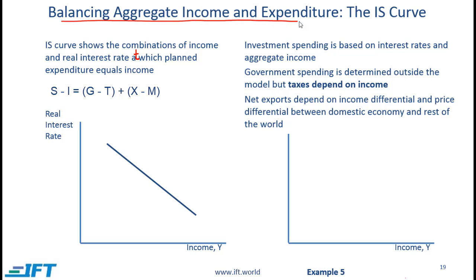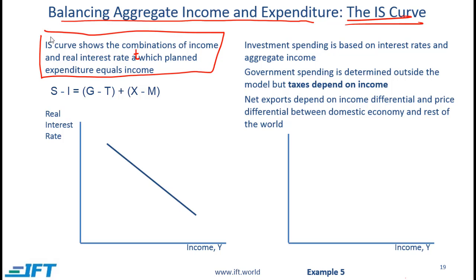Balancing aggregate income and expenditure, the IS curve. The IS curve shows the combinations of income and real interest rates at which planned expenditure equals income. So you need to remember this definition. Here is what the IS curve looks like. It shows a negative relationship between real interest rates and income. So you need to remember that this is what the IS curve looks like.